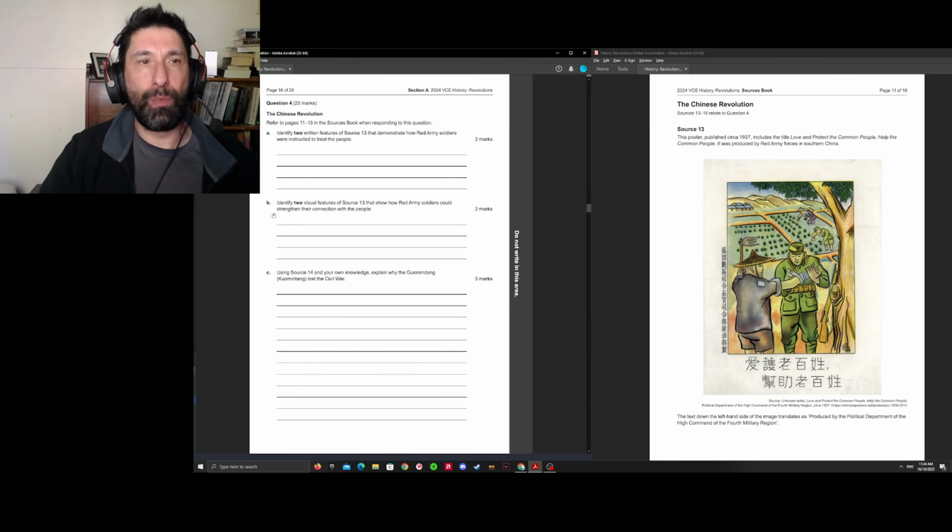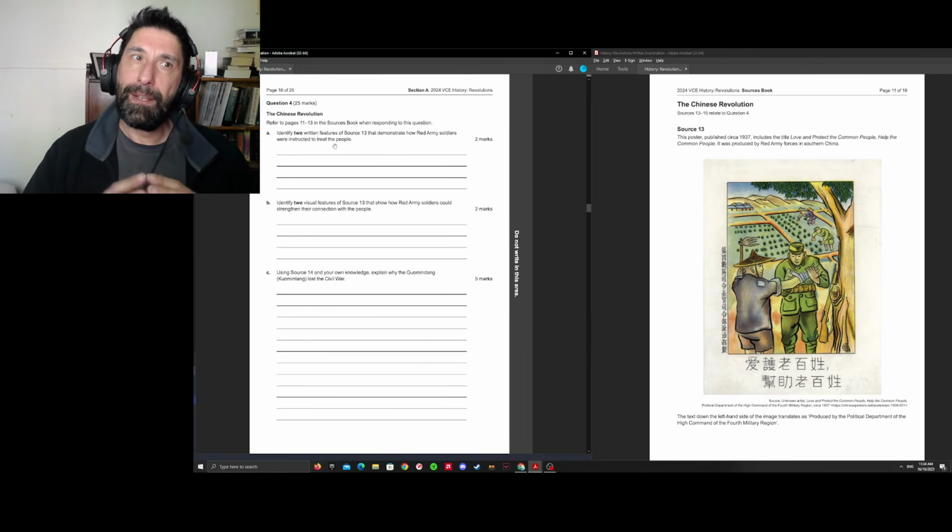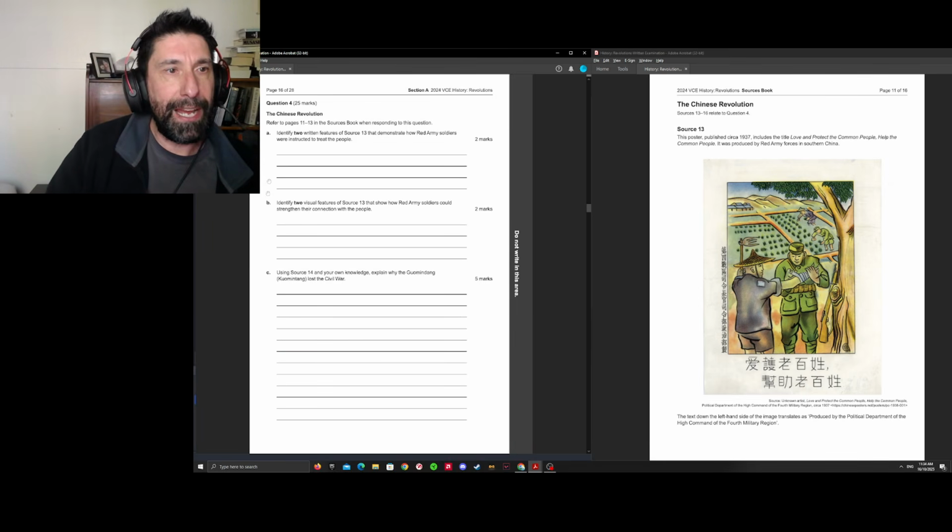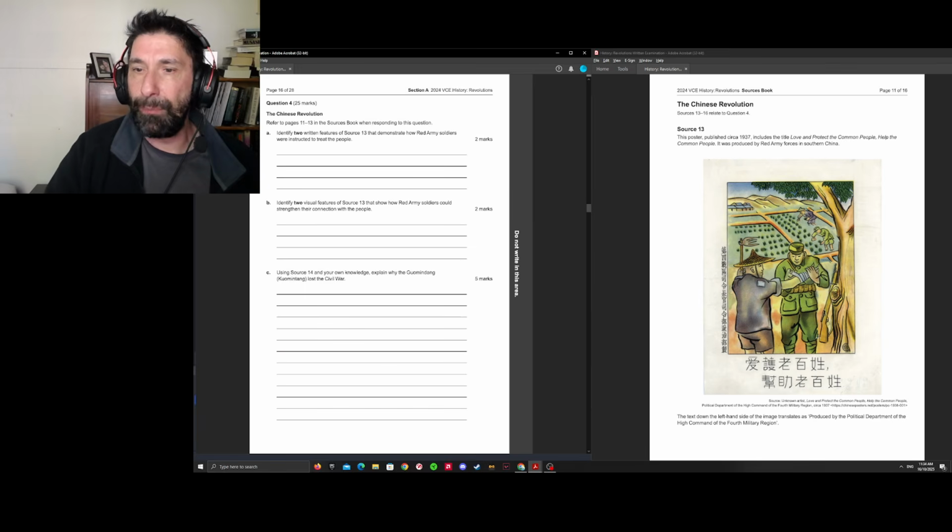The good thing about the way our examiners are writing these exams now is that they try as much as possible to have similar style questions in all the exams. So we've seen with the Russian Revolution that question A and question B were identify questions and they were 2-mark questions as well, and they both referred to a visual. So it's the same with China as well. We've got a very rich visual source here, and the questions are asking you firstly to refer to written features and then visual features.